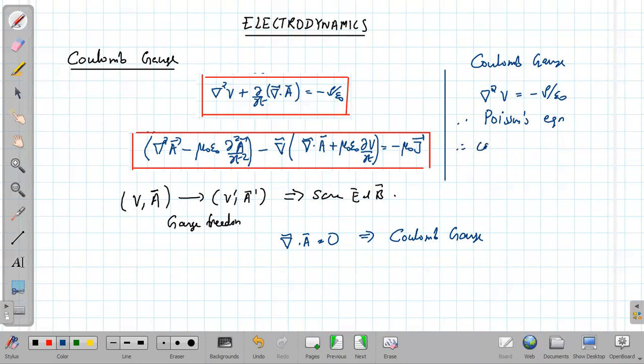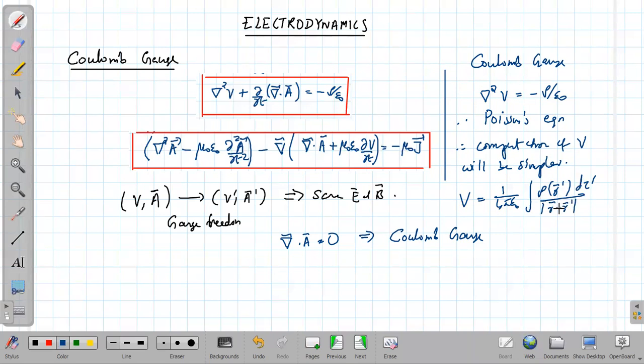Therefore, the computation of V will be similar. So what would be the potential? The potential V, we can always write as 1 by 4 pi epsilon 0 integral of rho of r prime d tau prime over modulus of r minus r prime. This would be the potential at r, and it is a solution for del square V equal to minus rho by epsilon 0.